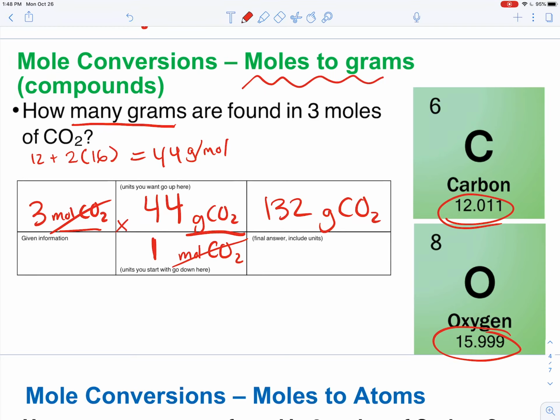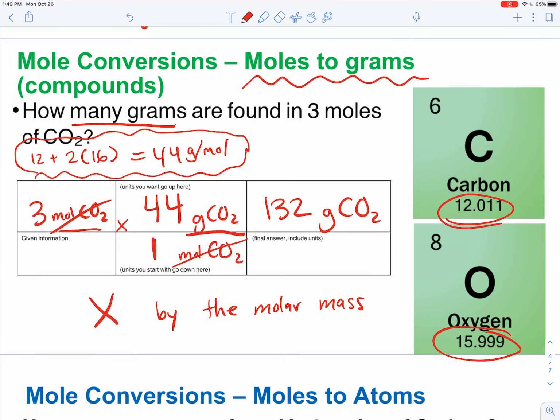Again, whenever you do moles to grams, we're just multiplying by the molar mass. If you have to do the extra step, finding the molar mass of your compound, make sure you do that extra step here as well.